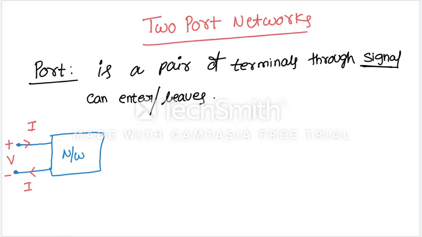Right. So here how many ports we have? Port means what? A pair. So here we can call this a one port network. One positive and one negative terminal is called one pair. That is a one port network.